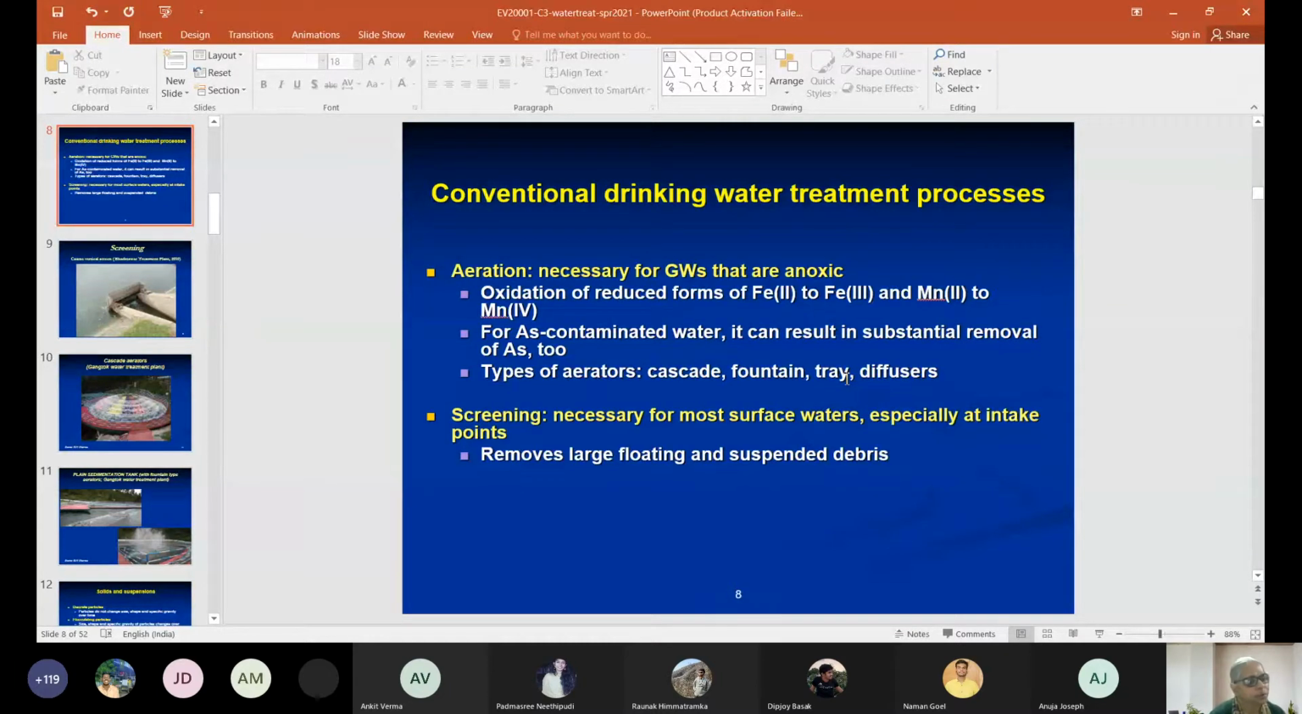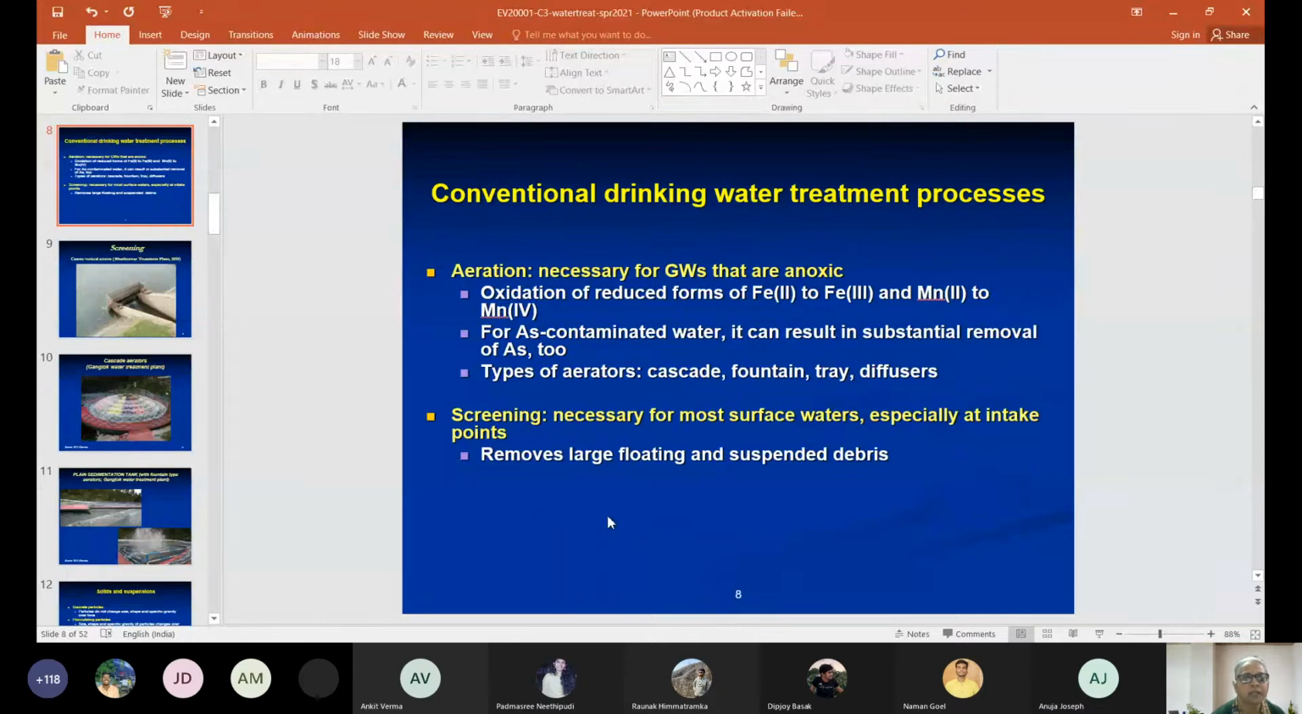There are also what are called tray aerators and diffusers. Both are very common in wastewater treatment, where aeration is again very important. When we have activated sludge processes, we use these types of aerators, and I will show those graphics at that time. So in general, for water treatment, cascade and fountain are the most common ones.